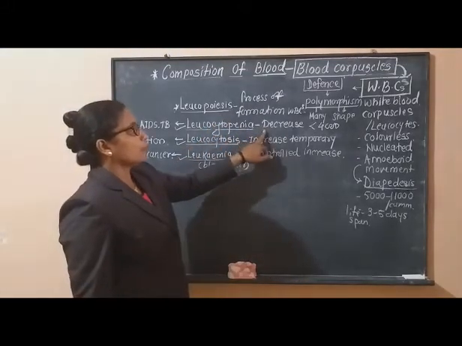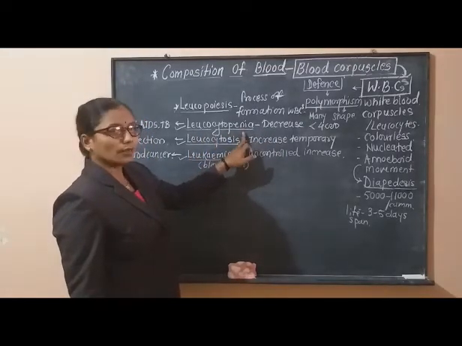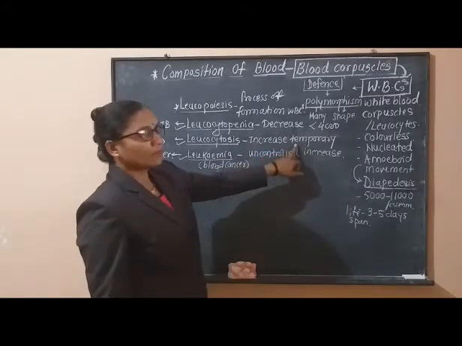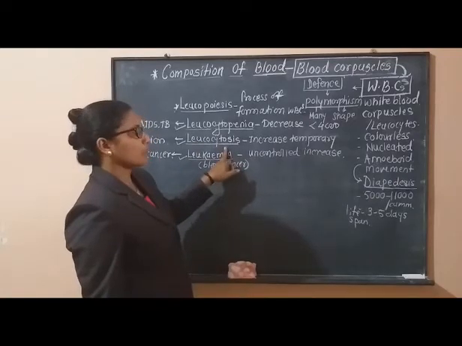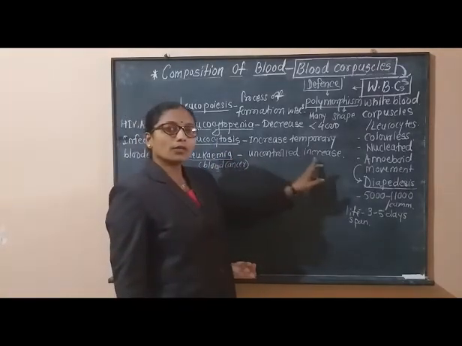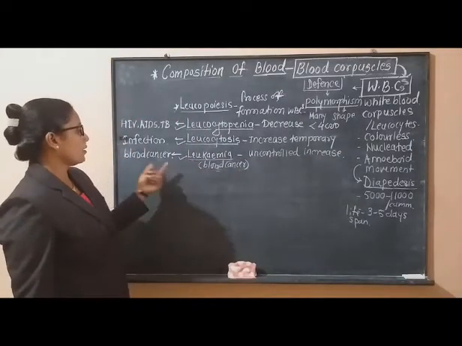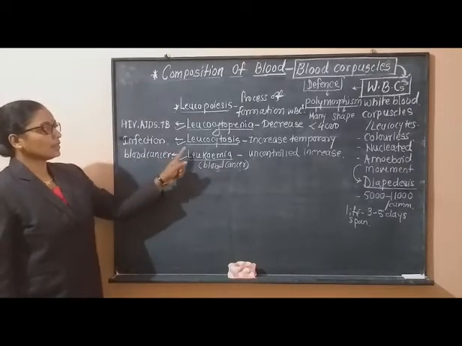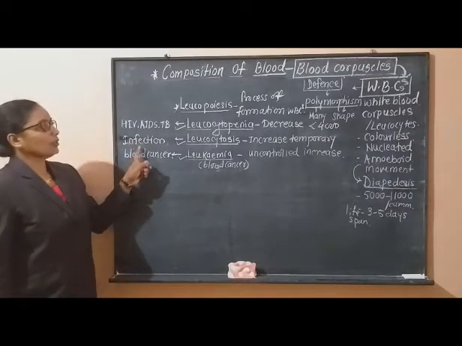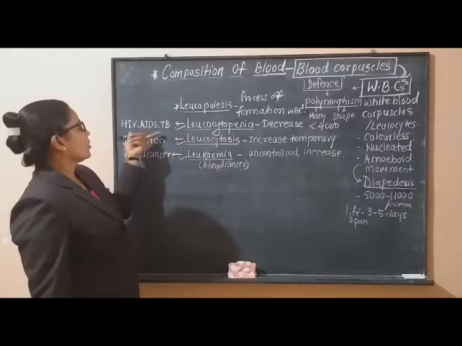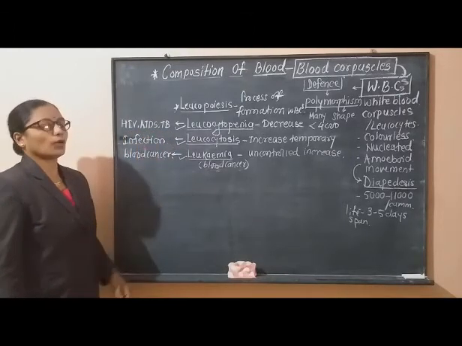Second, when the count of WBCs is decreased, it is called leukocytopenia. When there is a temporary increase in the WBC count, it is called leukocytosis. And when there is an uncontrolled increase in the WBCs, it is called leukemia. This leukemia actually means blood cancer. The leukocytosis condition occurs due to different types of infection, and the leukocytopenia condition occurs in HIV patients, AIDS patients, or tuberculosis patients.